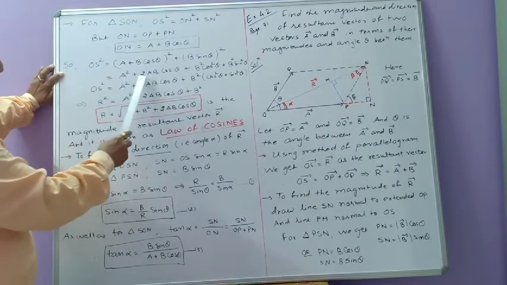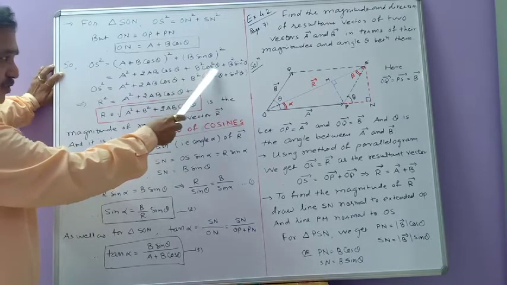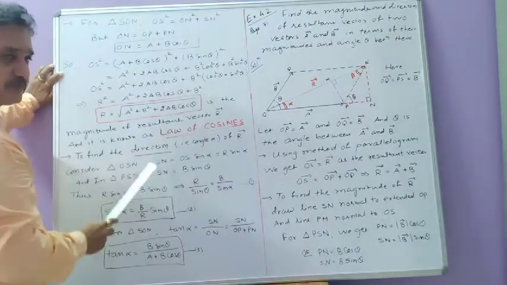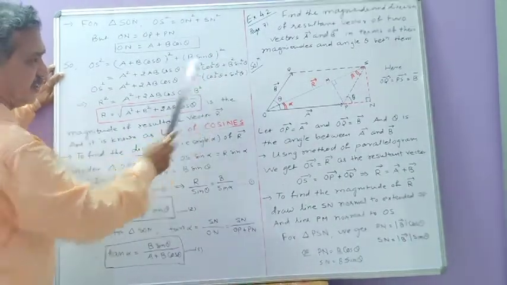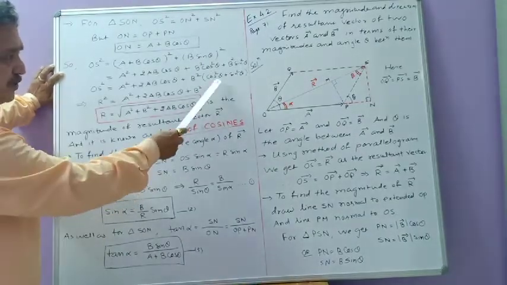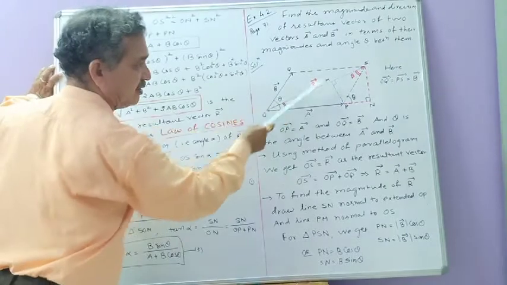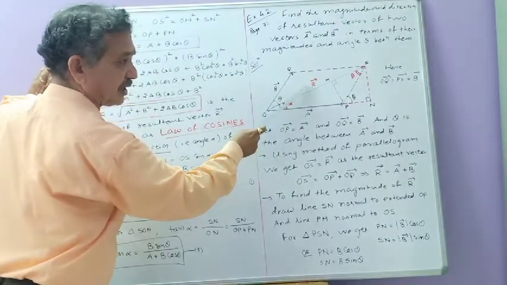So it is A square plus 2AB cos theta plus B square cos square theta plus B square sin square theta. Here B square is common. In the bracket, cos square theta plus sin square theta, and you know its value is 1. So we get OS square. OS represents the magnitude of the resultant vector R.